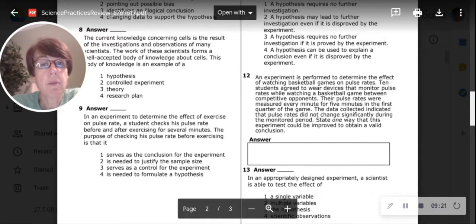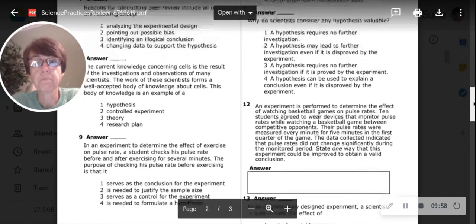Number 9, in an experiment to determine the effect of exercise on pulse rate, a student checks his pulse before and after exercising for several minutes. The purpose of checking his pulse before is that it, all right, so again, it's like having 2 groups, right? We've got the group that's not exercising, and we've got the group that is. So you do take the pulse before, control, take the pulse after, experimental. You can compare the 2. So number 3 is the best answer for number 9.